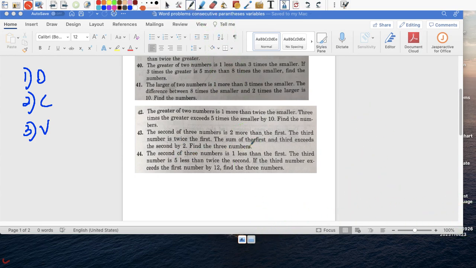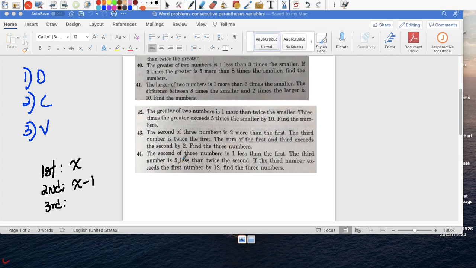44. The second of 3 numbers is 1 less than the first. The third number is 5 less than twice the second. If the third number exceeds the first by 12, find 3 numbers. Okay, so we have the first number, the second number, and the third number. The second of 3 numbers, the second number, it's 1 less than the first. Well, the first one's obviously x, so the second number is 1 less than that. Whatever x is, the second one's 1 under that. So it's x minus 1.